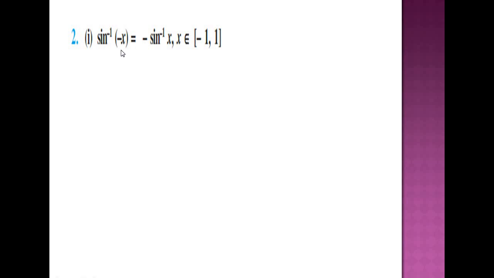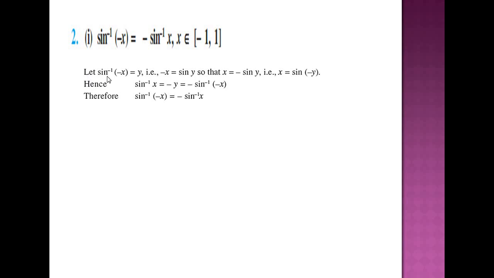Second property, very important: what happens if x is negative? So sine inverse of minus x can be written as minus of sine inverse of x, where x belongs to the closed interval minus 1 to 1. So let us prove that. Let sine inverse of minus x be y, that means minus x becomes sine y, right? So I am shifting this negative sign to that side, so x becomes minus sine y. So you know that minus of sine y is sine of minus y, that is the property that you studied in 11. So I am shifting this minus to y, so I can say that x equal to sine of minus y, right?